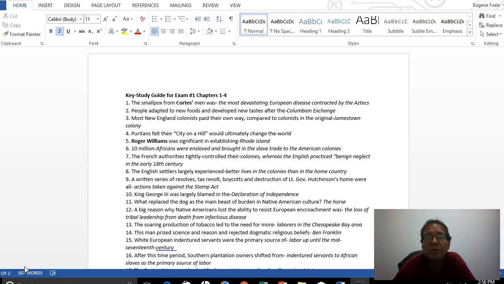5, Roger Williams was significant in establishing the colony of Rhode Island, what is today the state of Rhode Island. 10 million Africans were enslaved, it's estimated, and brought in the slave trade to the American colonies. 7, the French authorities tightly controlled their colonies, whereas the English practiced benign neglect or salutary neglect that we talked about in Chapter 4, I believe it was.